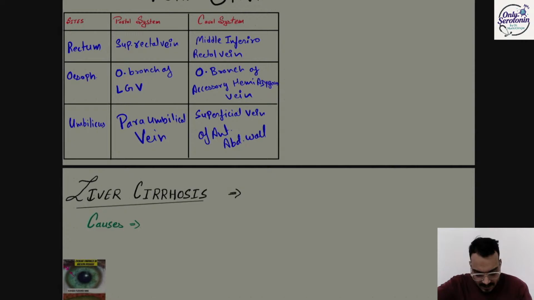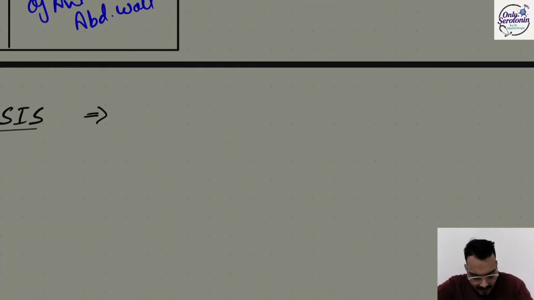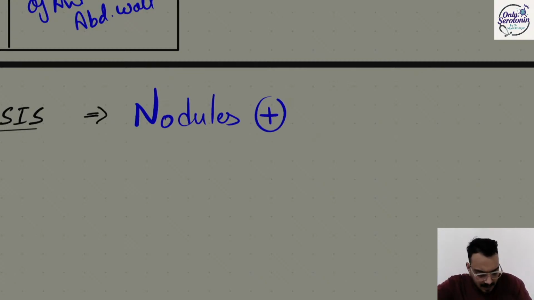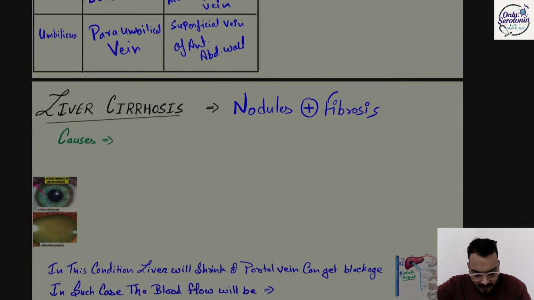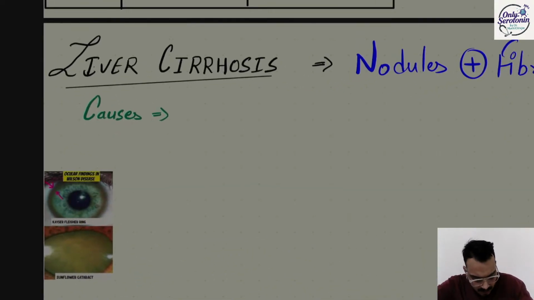Okay, guys. Next thing which you are going to study is liver cirrhosis. So, guys, in liver cirrhosis, what are you going to find? In easy words, what is liver cirrhosis, guys? In your liver, you are going to have nodules as well as fibrosis. That is known as liver cirrhosis. What are the causes, guys? The most common cause is alcohol.